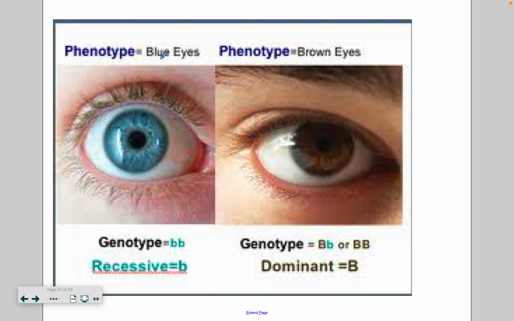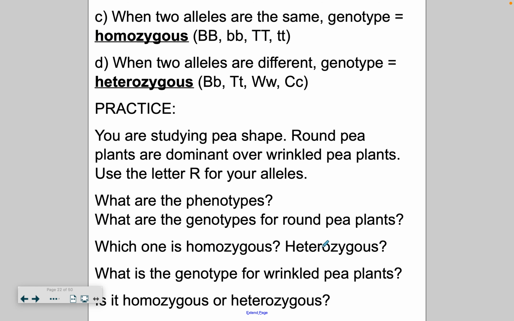So I know this picture is kind of blurry, but the phenotype is what you can see. You can see they have blue eyes, okay? But you don't see letters on them, right? The genotype are the letters, the alleles that they have. So over here with brown eyes, you can see that they have brown eyes, but their genotype, you can't tell by looking at them if they're big B, little b, or big B, big B. So phenotype you can physically see, and genotype, you're looking at their letters, their alleles.